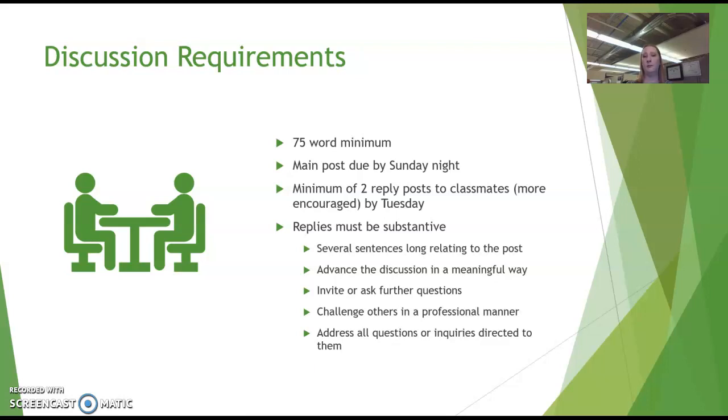And then your replies need to be substantive. As I mentioned in the previous slide, they're usually several sentences long. They need to actually be advancing the conversation. You could be asking questions, answering questions, challenging others if you disagree, and explaining why. If people have asked you questions, you're answering those questions, so you're actually interacting in the discussion.